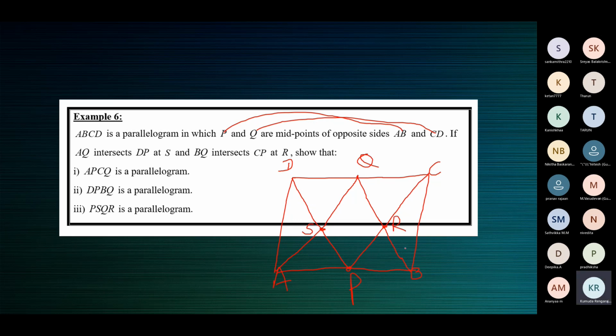Show that, with this information, we need to show that APCQ is a parallelogram. APCQ, this one is a parallelogram. Then DPBQ.